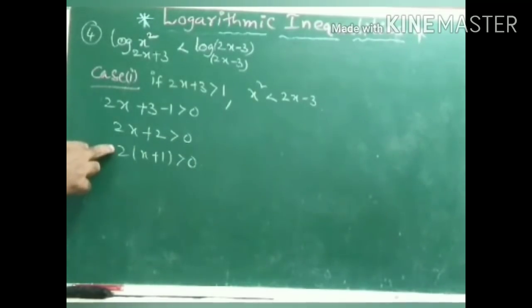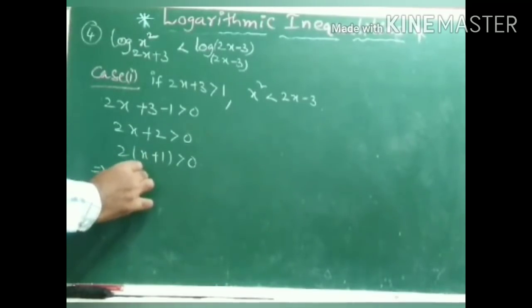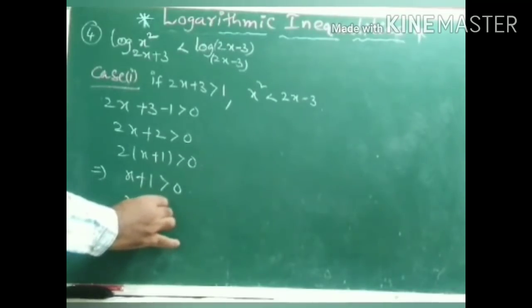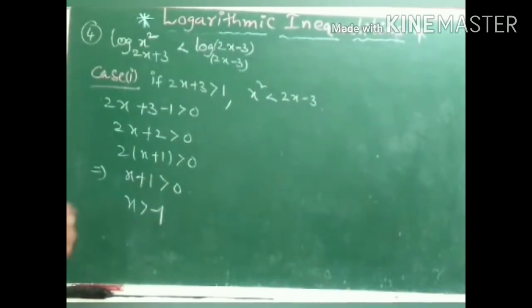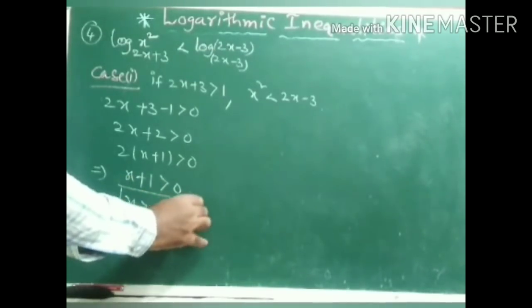Since 2 is a positive number, if you divide, there is no change in the inequality. Let us divide by 2 on both sides. Hence x plus 1 greater than 0, and x is greater than minus 1. So this is one of the conditions we got here.